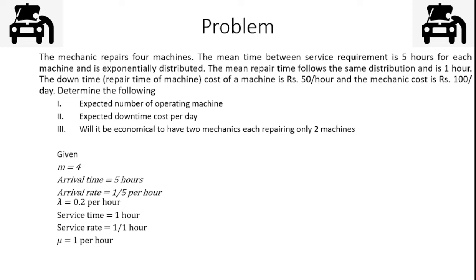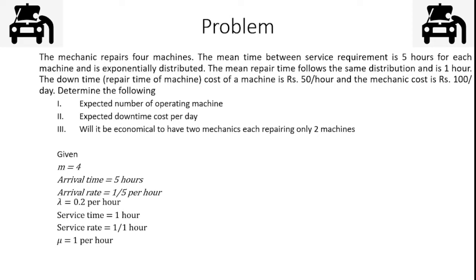According to this problem, the total population available for servicing is 4 machines, so small m is equal to 4. The arrival time of every machine is 5 hours, so I can estimate the arrival rate as 1 divided by 5 per hour. From this, lambda is equal to 0.2 per hour.